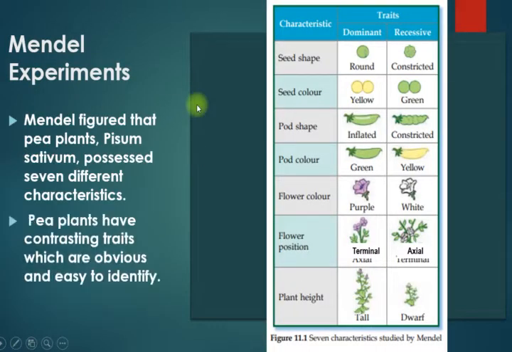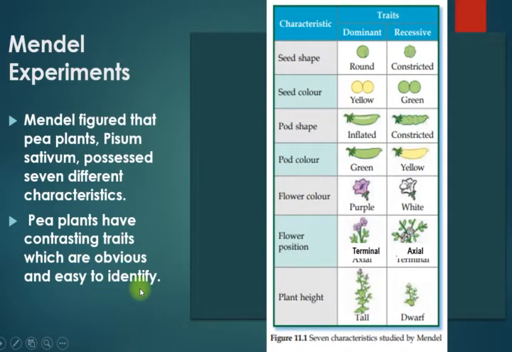Okay, so the Mendel experiment. We will discuss more about the Mendel experiment. Mendel figured that pea plants, the scientific name of which is Pisum sativum, possess 7 different characteristics. The pea plants have contrasting traits, which are obvious and easy to identify.